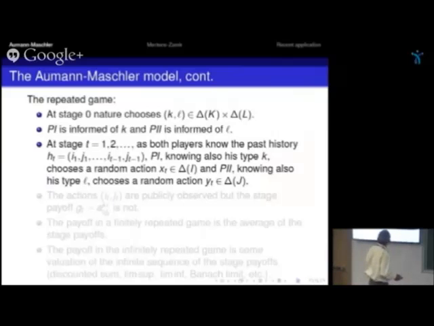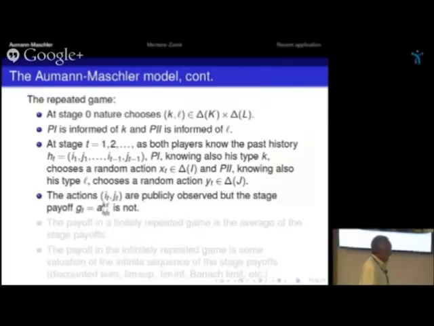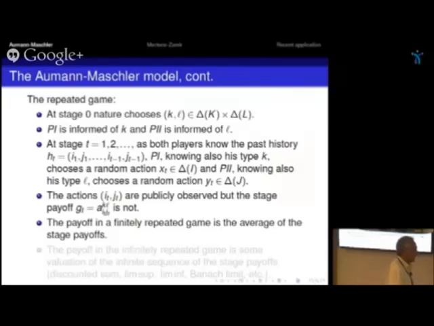At stage t, both players know the past history of the play, so it's full monitoring, as called later. Player 1 knowing k, player 2 knowing l, they choose an action, actually mixed actions here. Then the payoff is given by some matrices A superscript kl. The payoff of the finitely repeated game is the average.